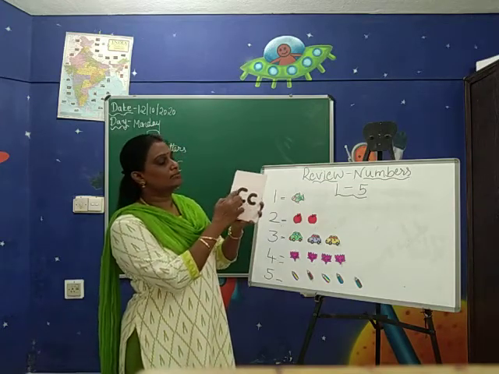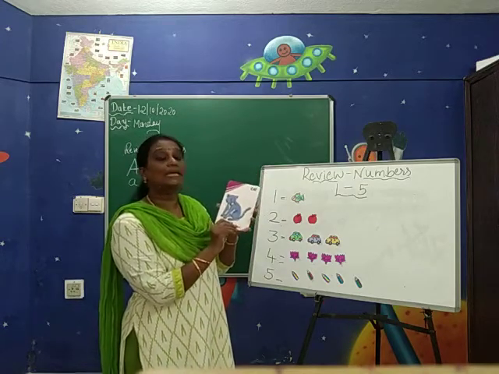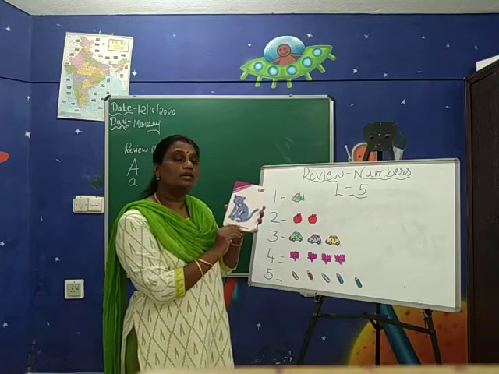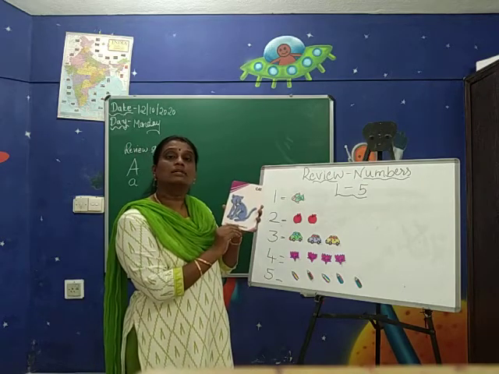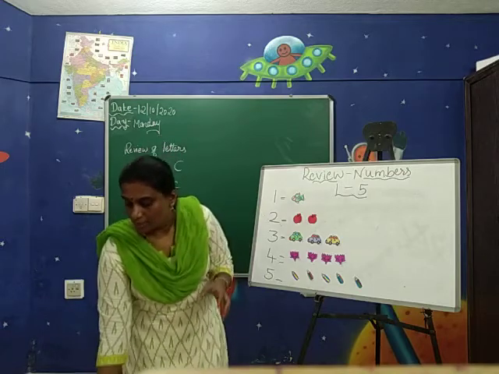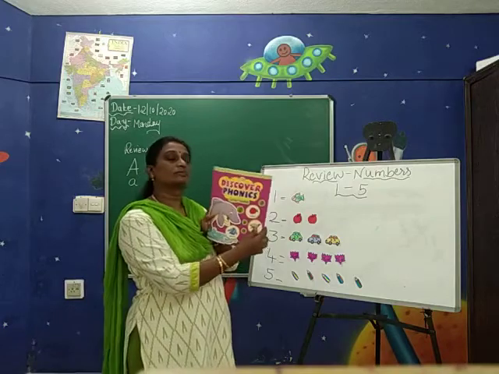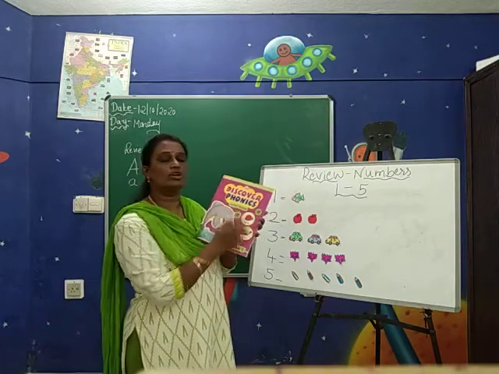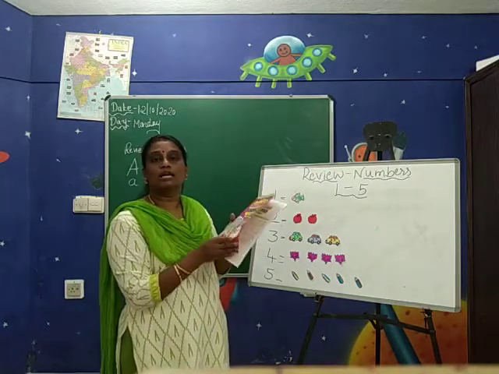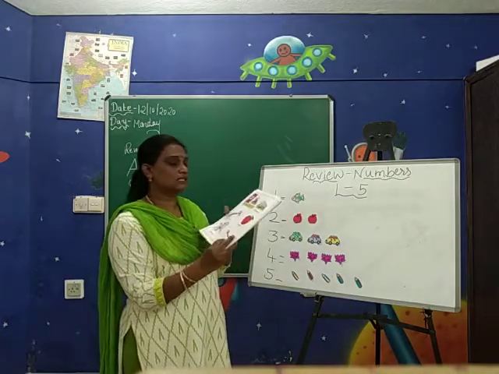C letter. This is big letter C. This is small letter C. C for what? Cat. C sound K. Yes, very good children. Now the same thing we shall revise in the Discover Phonics books. Whenever you learn the letters, you have to learn with the phonics sound, children.